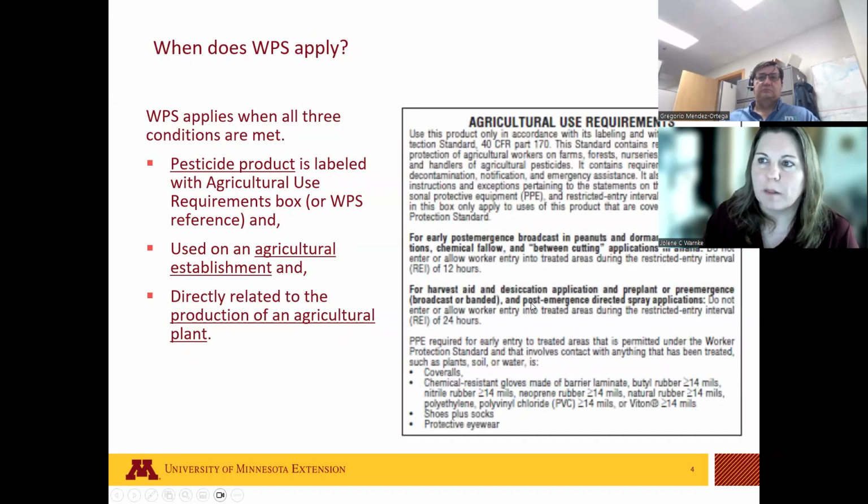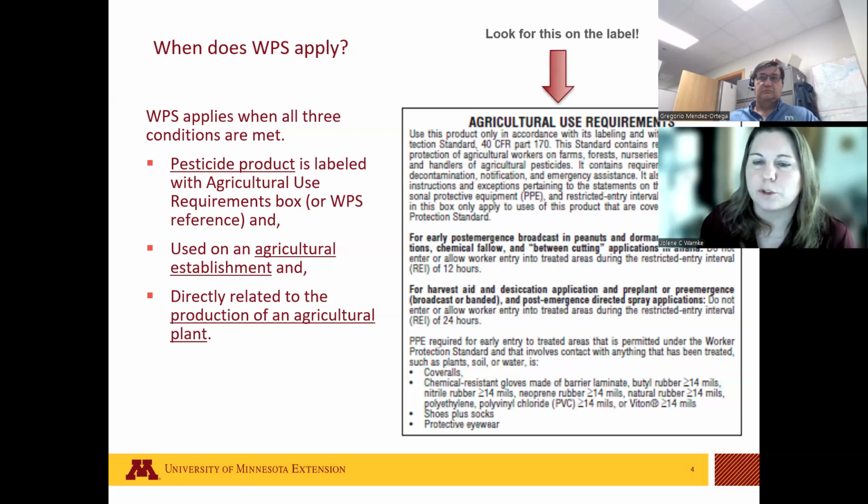When does the WPS apply? We start all of our presentations with this slide to make sure that everybody's on the same page as to when this Worker Protection Standard applies. You definitely want to look for the agricultural use requirements box on a label. That's sort of your first indicator that this product may have an agricultural requirement for WPS. But I have found at least one label recently that does not have an agricultural use requirements box, but rather just some text in a paragraph that refers to the WPS. So I've modified my slide to say, or a WPS reference, whichever one you see.